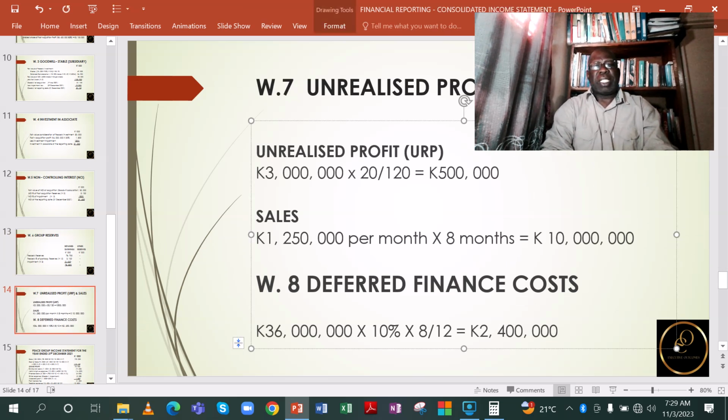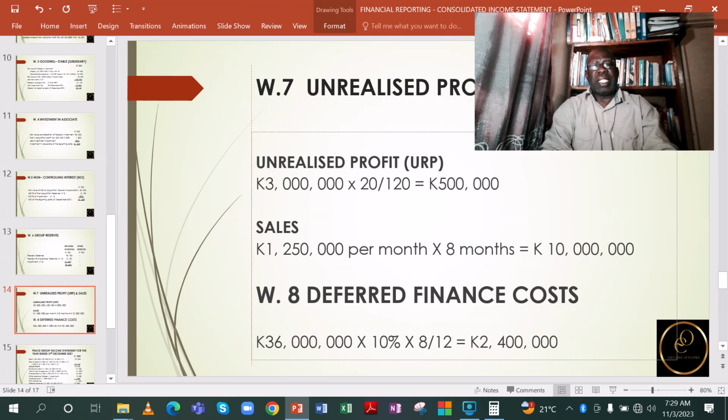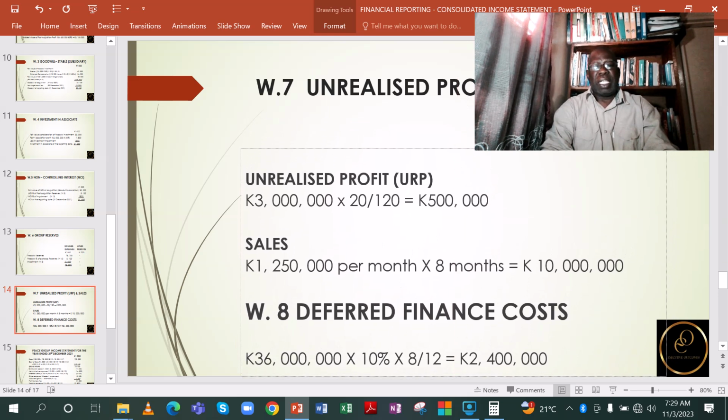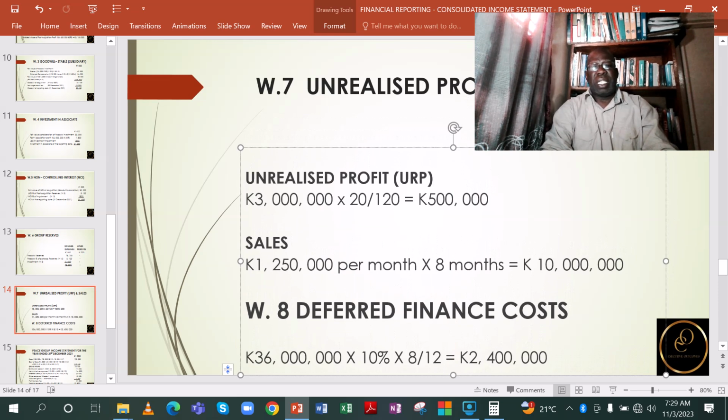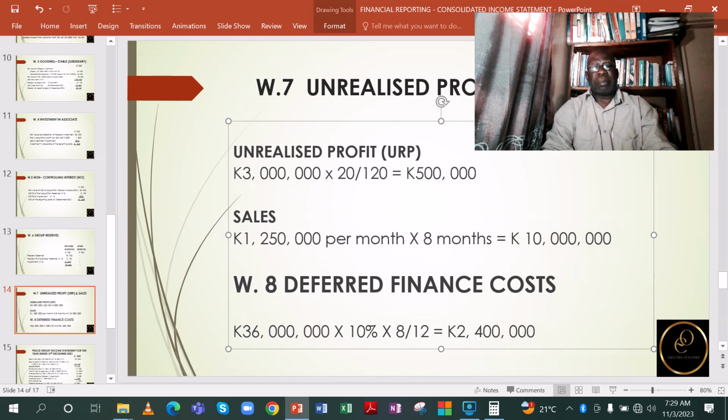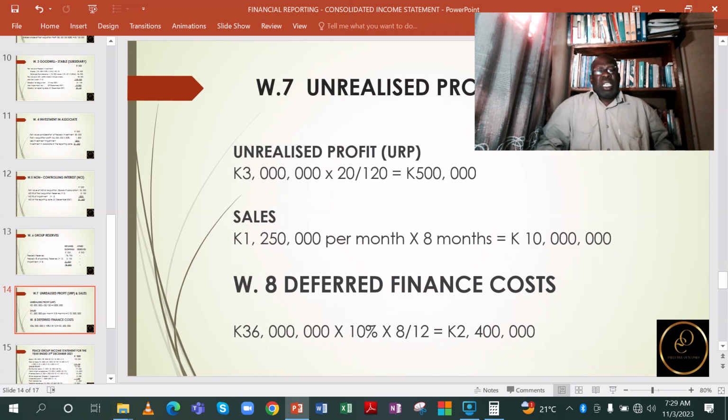workings. In this particular case, I looked at the unrealized profit. What is the unrealized profit? How does it come about in this particular case? In the context of the group, you find that companies in the group can be trading or transacting, so can be selling and buying from each other.